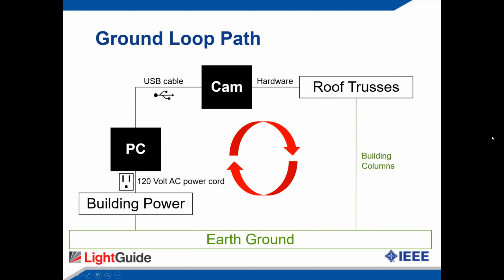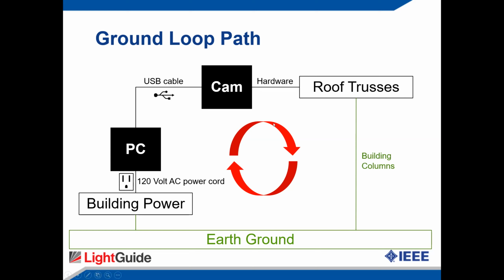And the camera mounts to a roof truss, in this particular customer's case. The roof truss is tied to building steel, building columns. It goes down and touches earth ground. Not necessarily a dedicated ground wire for building columns. It's just literally going into the ground. And then, of course, the building power that's powering the PC has earth ground. It's probably going to a ground rod, a power distribution panel. And so we end up with a loop.